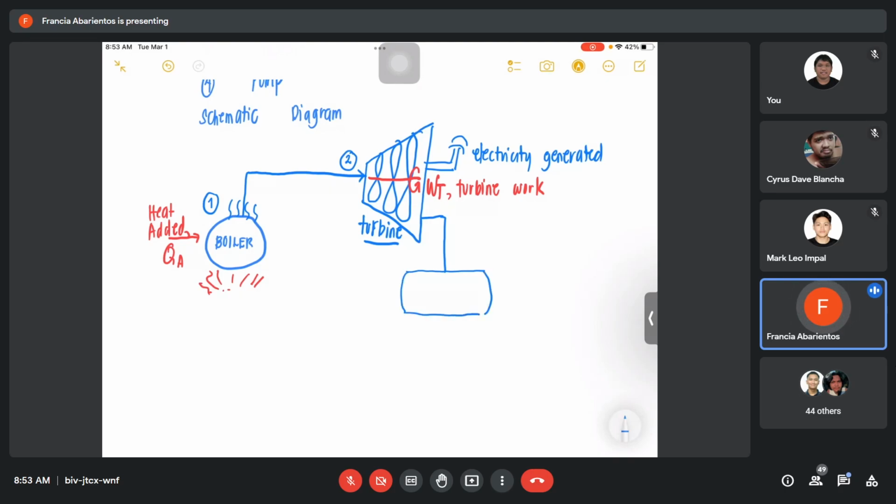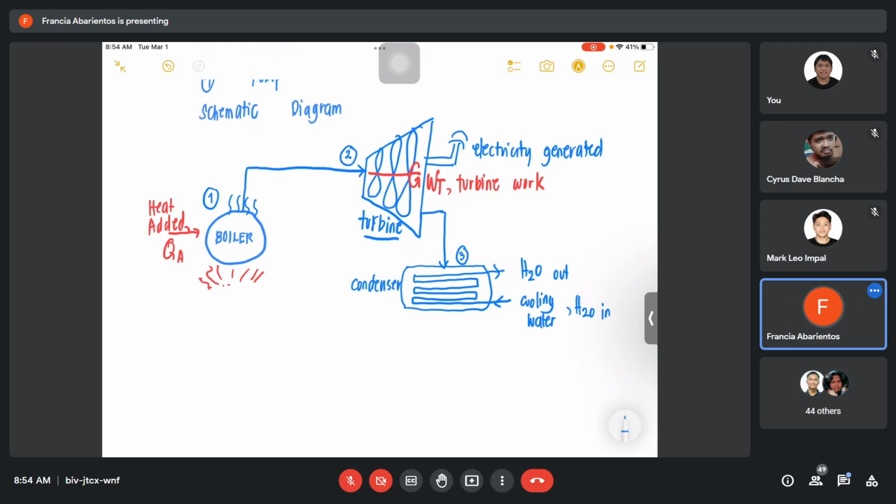Ano ang nasa condenser, class? That is a heat exchanger. Okay, from 3 to 4. Condenser, class, ganito. So, from that, you have now your condenser. Anong pumapasok dito? We have the cooling water. So, this is H2O in, and this is H2O out. So, mainit na, class, yung lalabas dyan kasi mainit yung steam natin. Okay? So, this is now your condenser.